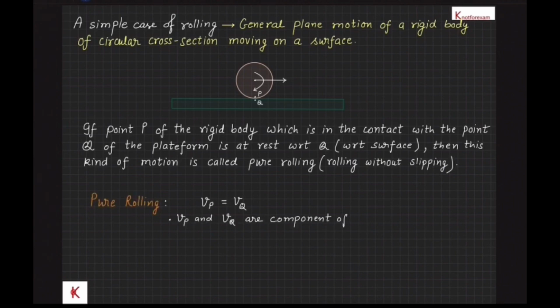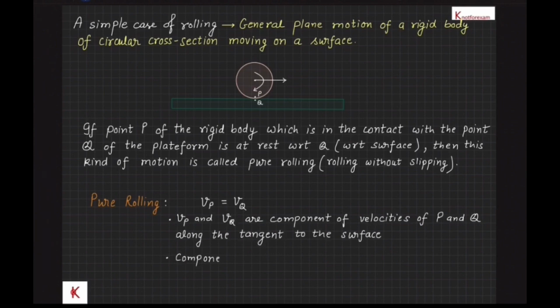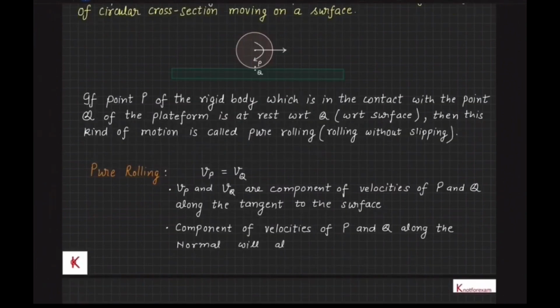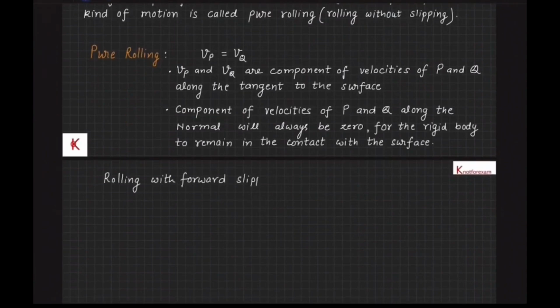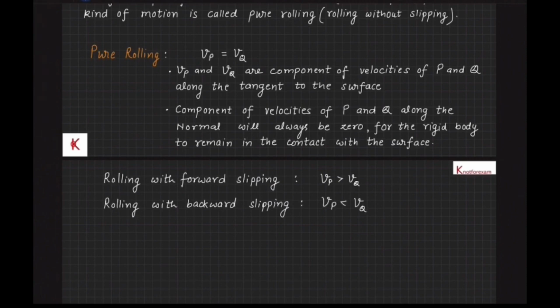Here Vp and Vq are components of velocity of point P and point Q along the tangent to the surface at the contact point. You can easily understand that component of velocities of point P and point Q along the normal will always be 0 for the rigid body to remain in contact with the surface. And for rolling with forward slipping, Vp greater than Vq, and for rolling with backward slipping, Vp less than Vq.